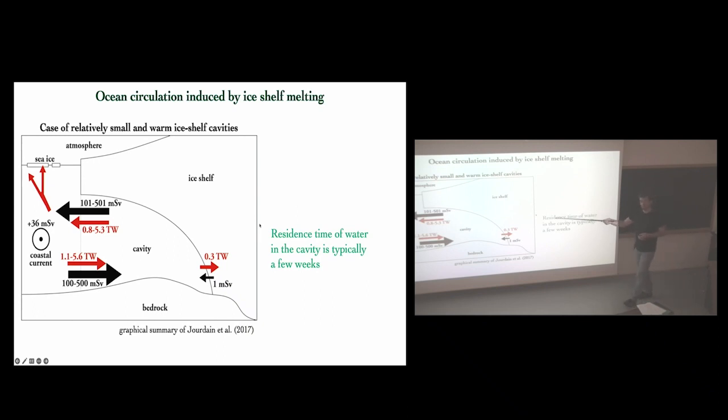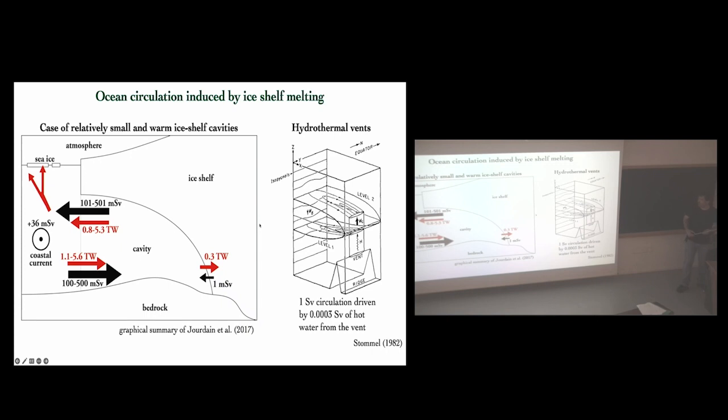Because of this very strong circulation, the water masses don't stay very long in the ice shelf cavities. If you have ice shelf cavities of a few tens to hundreds of kilometers, like in the Amundsen Sea, the residence time of water in the cavity is typically a few weeks. You have other cases in the ocean that are similar to that.